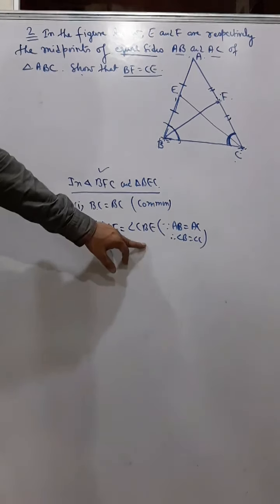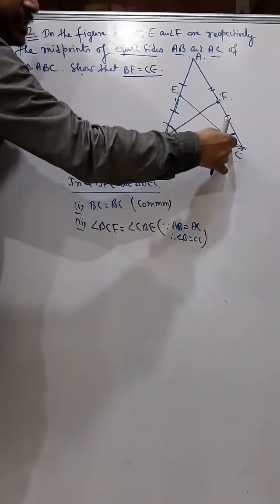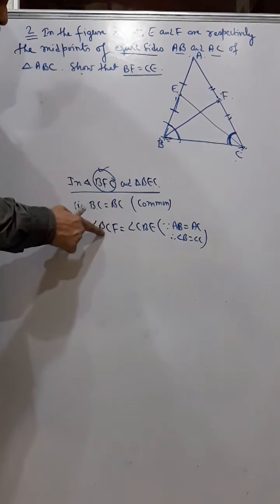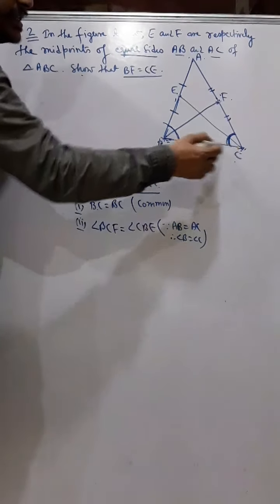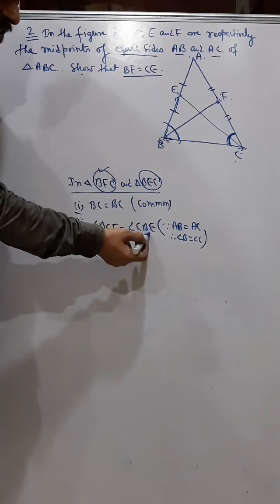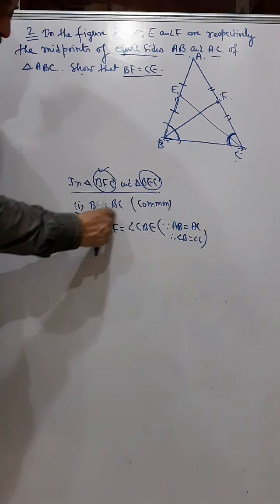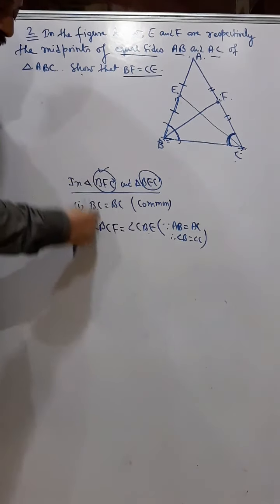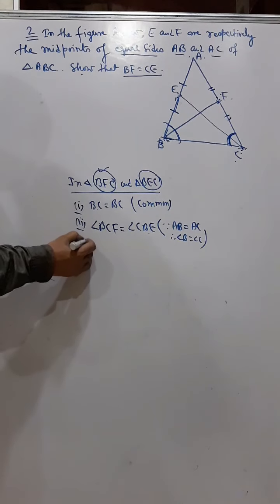Understand this point? What we have written, BCF. BCF means this, so this BCF is a part of this triangle, so we are writing it first. And which is equal to angle CBE. CB is the part of this triangle, so we are writing it second. You should not write angle CBE is equal to angle BCE, because we should maintain the order here. So remember this. Now the third point.